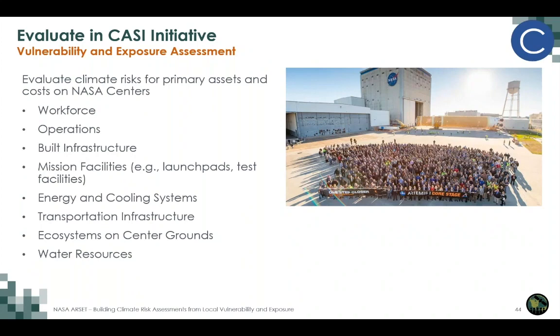We're also especially interested in the energy and cooling systems in buildings and beyond, as well as the transportation infrastructure in and around the centers, and the ecosystems that in many cases go right across the center borders. So we want to think about things like coastal wetlands near some of our launch facilities and other very sensitive ecosystems right next to or even on the center grounds. And we're also looking at water resources that have broader expense, but also larger environmental ramifications.